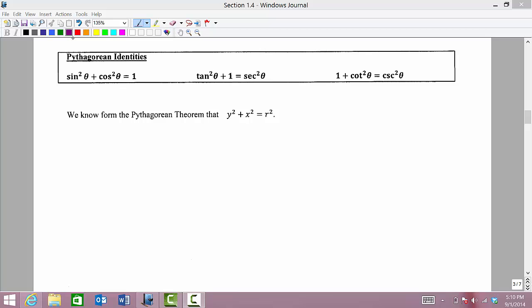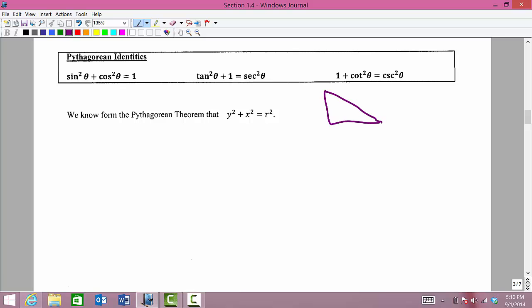The Pythagorean identities come from the Pythagorean theorem. If we have a right triangle, and we've discussed this when we formed our definitions of our trig functions, the side that is the hypotenuse would be called our r. The sides of the triangle that are not the hypotenuse, we would call x and y. That would lead us to the Pythagorean theorem, being y squared plus x squared equals the hypotenuse r squared.